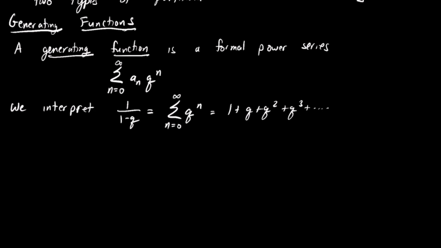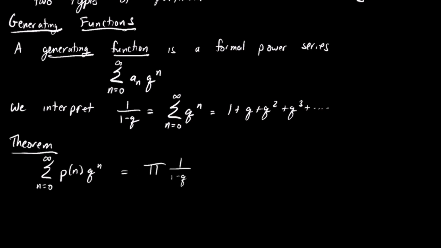So our very first theorem will actually give us a really nice expression for computing P of n. Again, this is not an efficient way of computing P of n, but it's quite a nice result. So our very first theorem with generating functions will be that the sum of P of n, q to the n, n goes from 0 to infinity, is equal to the infinite product 1 over 1 minus q to the n as n goes from 1 to infinity.